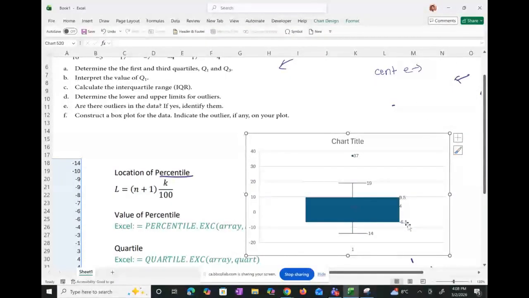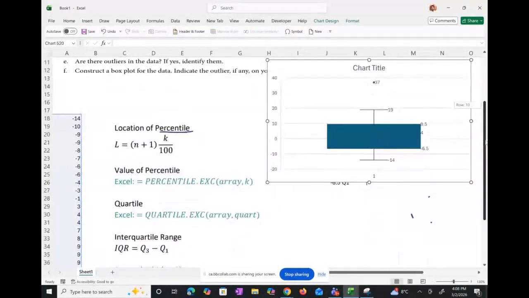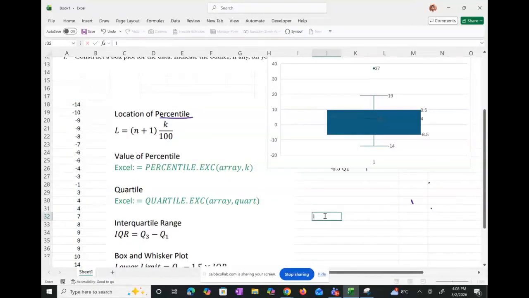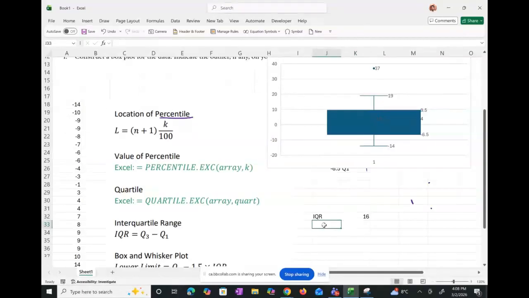Then calculate the interquartile range. Interquartile range means Q3 minus Q1, that is 9.5 minus negative 6.5. Remember, they will add up in this case because you are subtracting here. Down here, the formula is given to you. Q3 minus Q1. Q1 is a negative number. So IQR will be equal to 9.5 minus negative 6.5. So that is 16. IQR value is 16. So please make sure you don't make a mistake here.